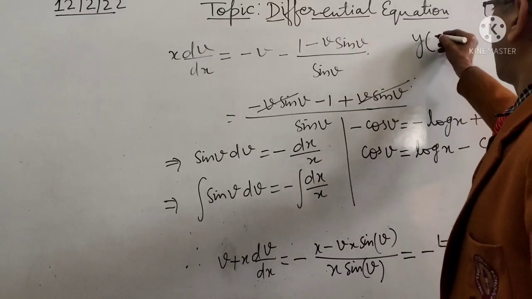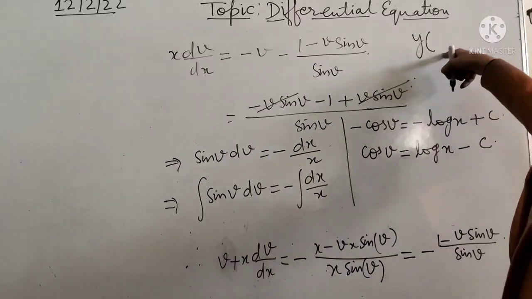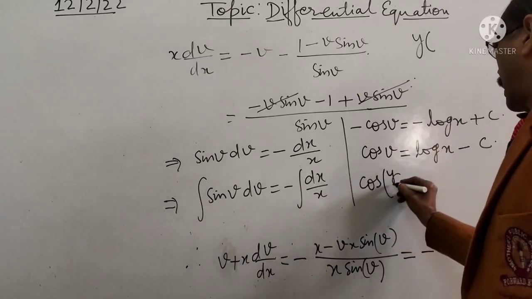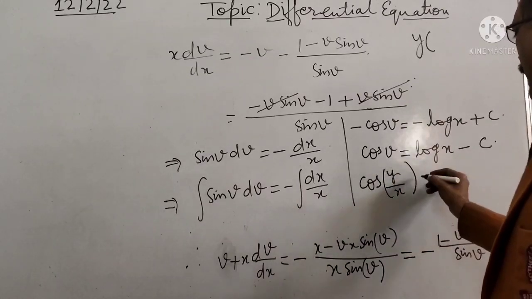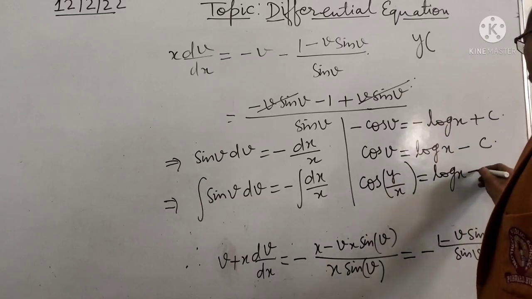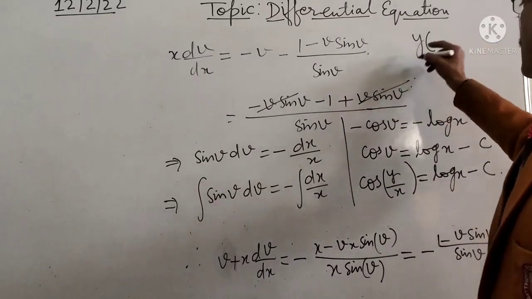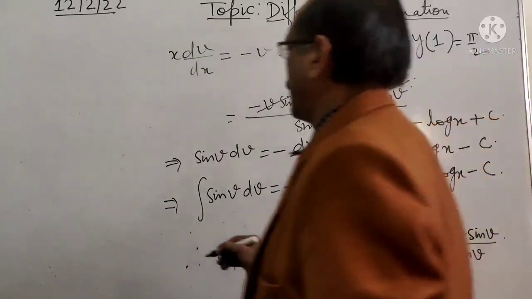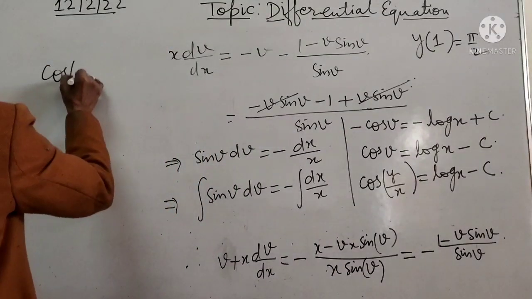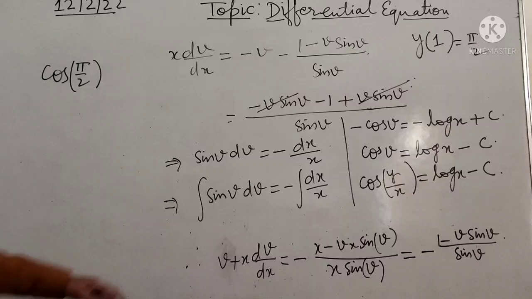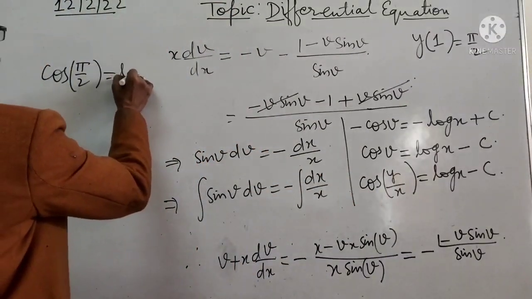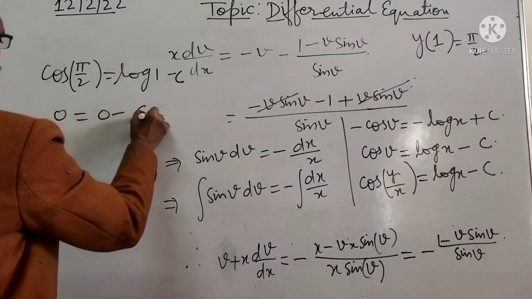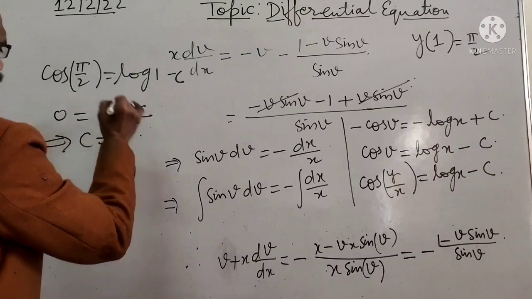Given the initial condition, now here v equals y upon x. So it is cos(y/x) equal to log x − c. Now applying the initial condition, when x = 1, then y = pi/2. So it is cos(pi/2), x is 1, equal to log 1. Log 1 is 0 minus c. So 0 = 0 − c. From this we will get c equal to 0.